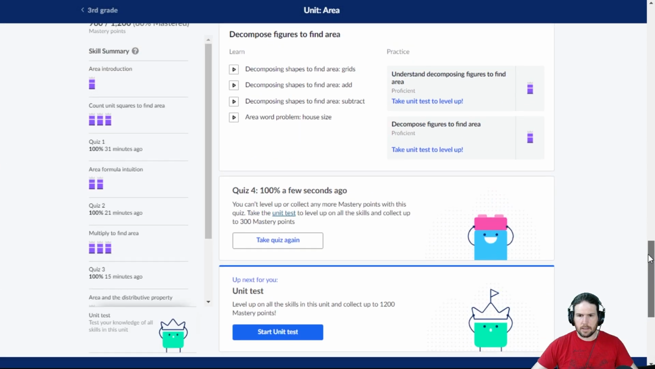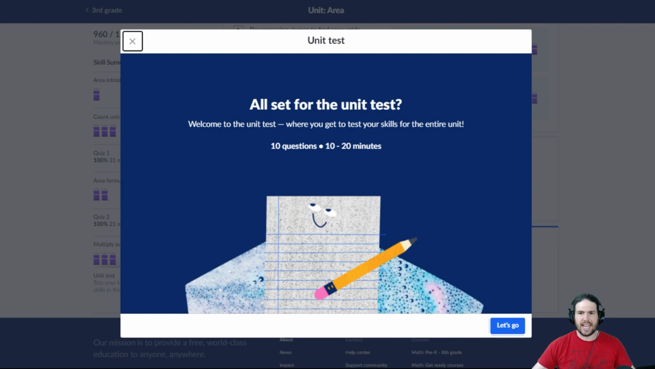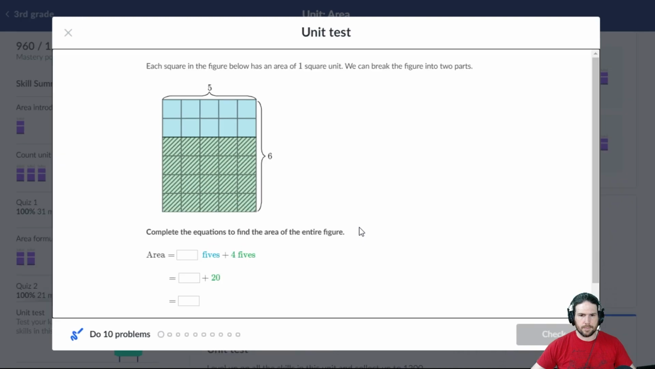Up next, we have our unit test on area. It is 10 questions. Let's get going.